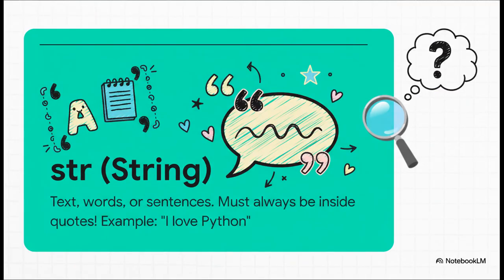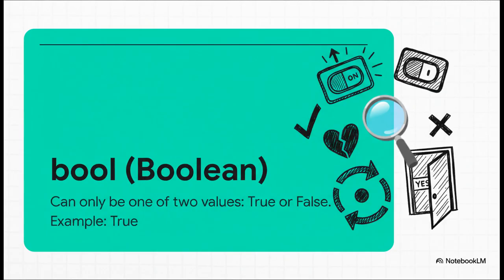All right, next on our list is str, short for string. This is your label for any kind of text you can imagine, a single character, a word, a whole paragraph. But here's the number one most important rule, and you can see it right there. Strings always have to live inside quotation marks. And last but not least, we have bool, which is short for Boolean. Now this one is super straightforward. It's a label for a value that can only ever be one of two things. It's either True or it's False. That's it. It's perfect for things that have an on or off or a yes or no kind of state.